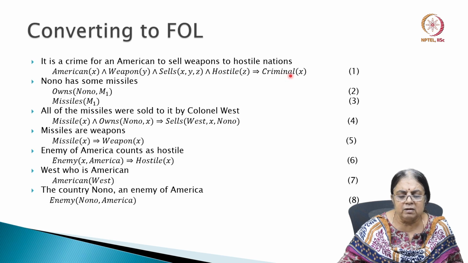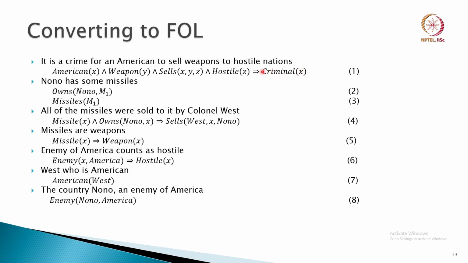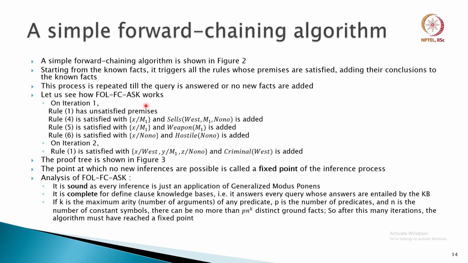So we can get criminal West. So we can add criminal West to the knowledge base, and that is what we need to prove. Okay, so that is how forward chaining actually works.